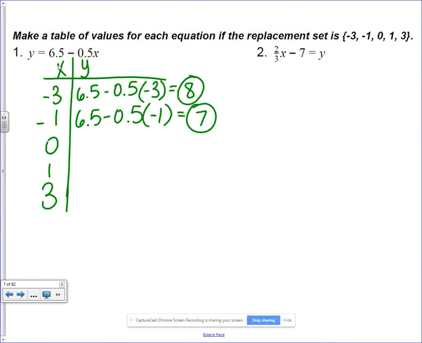Okay. Now what am I plugging in? 0. So 6.5 minus 0.5 times 0. Say that again, Savannah. I couldn't hear you. 6.5 for that one. You guys see how it's really doing the same thing over and over again, just with a different number? This time I'm going to plug in a 1.